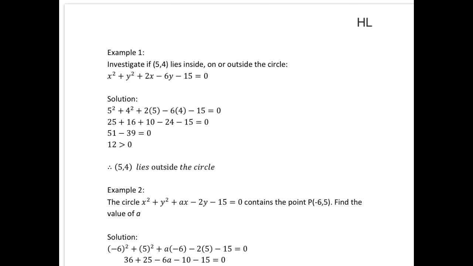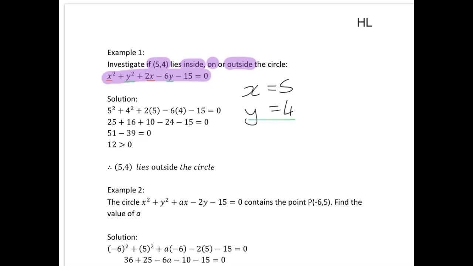Next, I'm just going to do one question at higher level where we are asked to investigate if the point (5, 4) lies inside, on, or outside the circle x² + y² + 2x − 6y − 15 = 0. So again, we'll just fill in our values. We are told that x in our case is going to be 5, y is going to be 4. So we substitute those values in everywhere we see an x and a y.